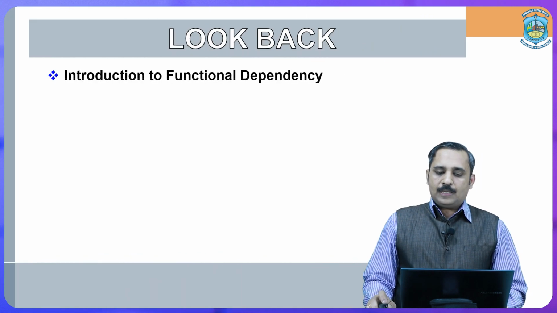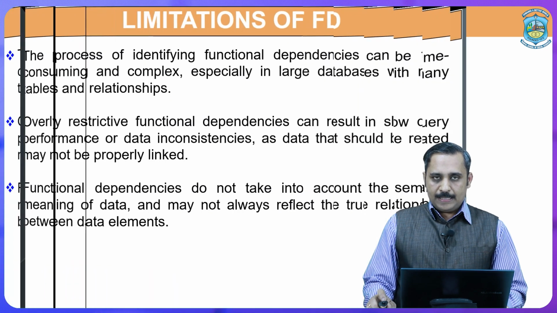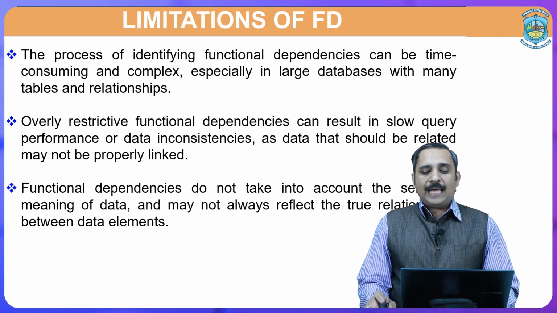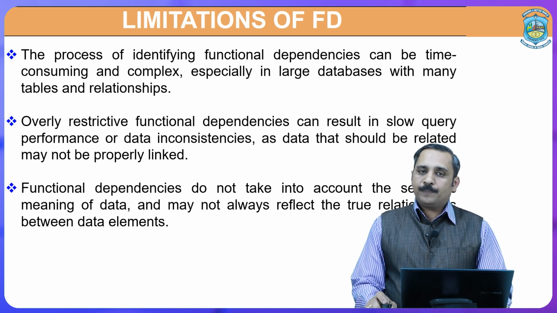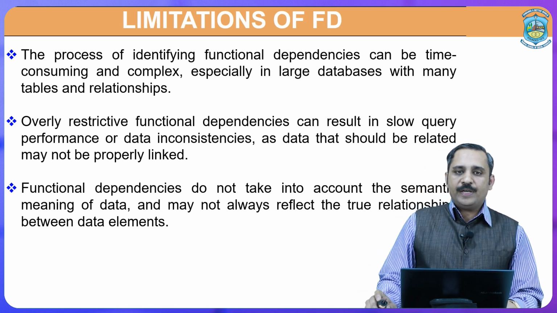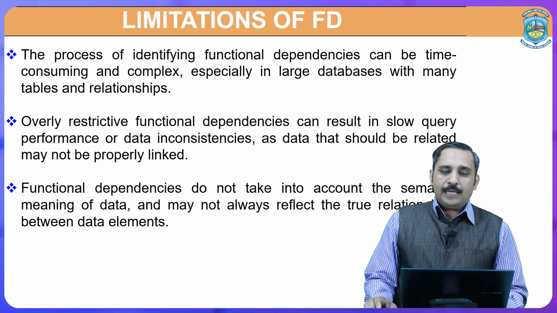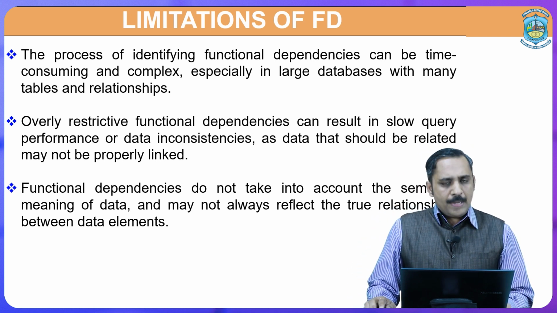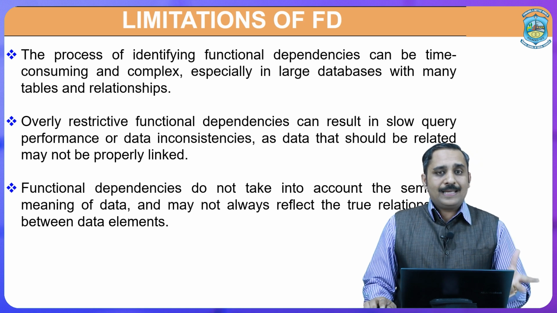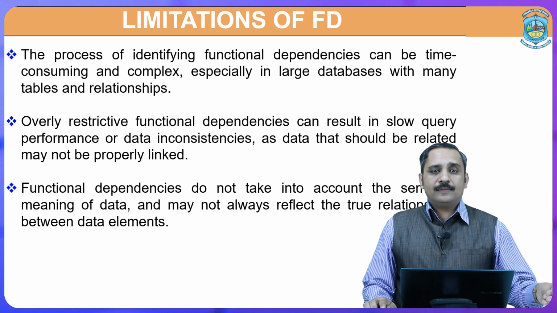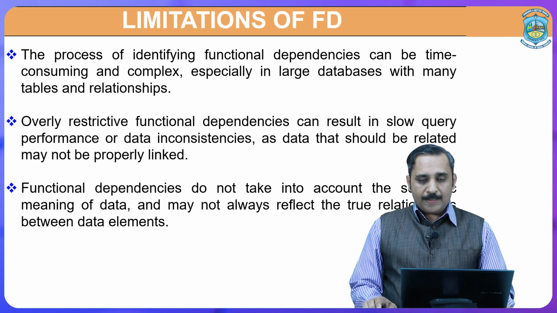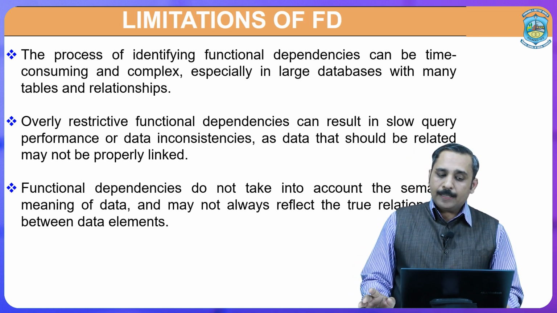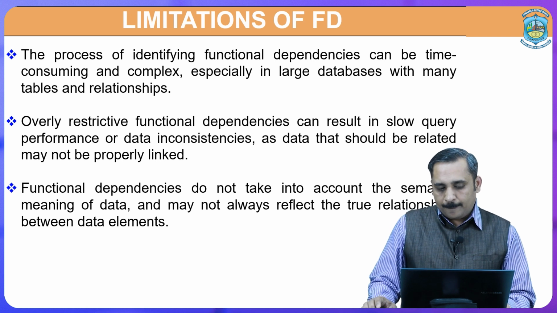The first limitation of functional dependency is that the process of identifying the functional dependencies can be time consuming and complex. As we have seen in the previous example, since we only have 6 fields, we can do it easily, but in real life there are more than 20-30 columns or many columns in a database. So to find what functional dependencies are there in the database is very tough and becomes complex at times, especially for large databases that have many tables and many relationships among them.